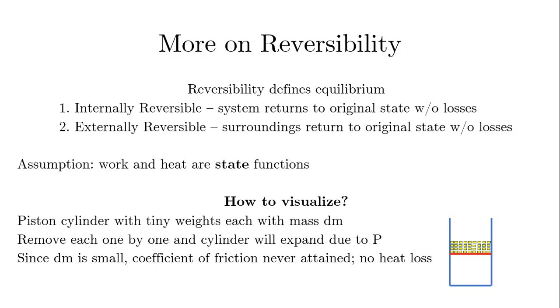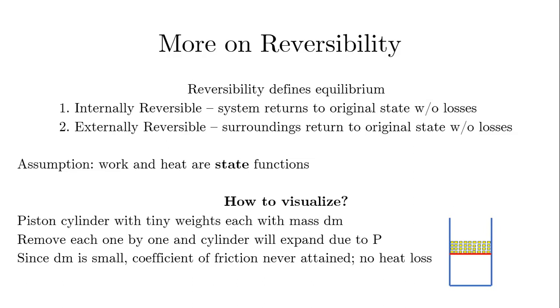Because the mass is so small, I will never attain the threshold for friction, and I will not lose any heat to friction. So the red and the blue will not lose energy to friction. And in that case, heat is not lost, and so all of my energy is conserved.